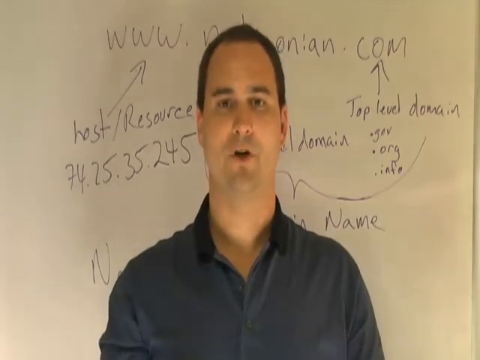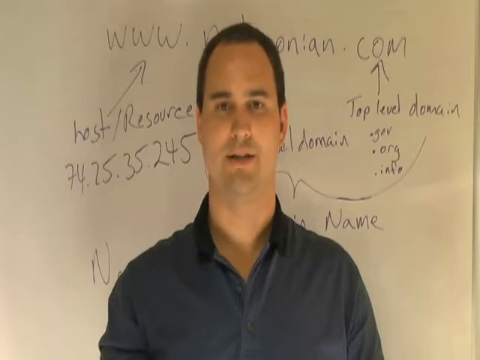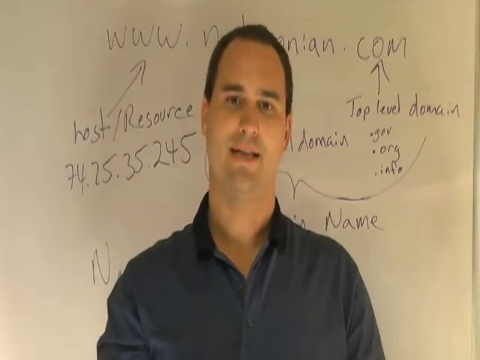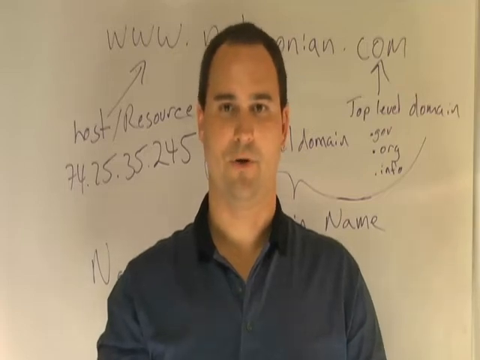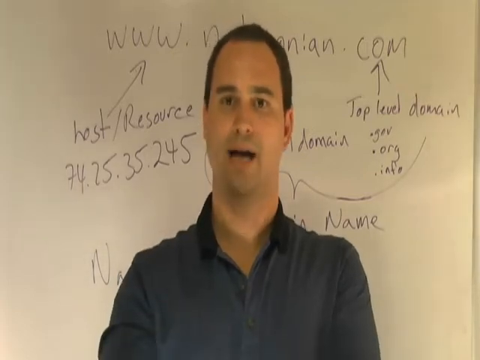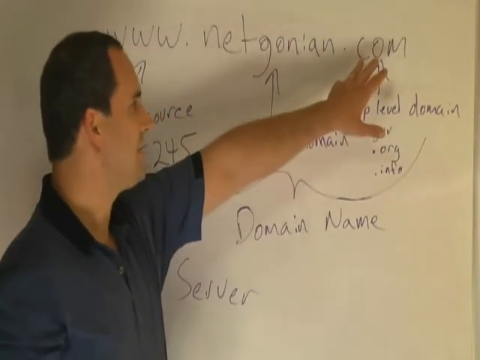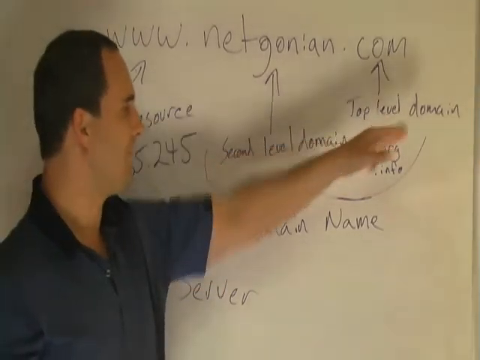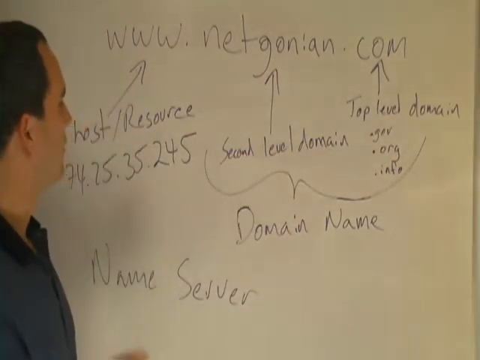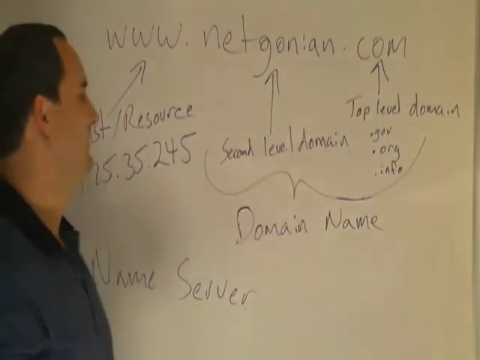And those top-level domains are maintained by large companies or organizations and keep records of all the second-level domains and where to find information about those second-level domains within their own top-level domain. So to clarify that a little bit, this .com is actually a domain name, but it's a special type. It's called a top-level domain. You buy a second-level domain within a top-level domain.